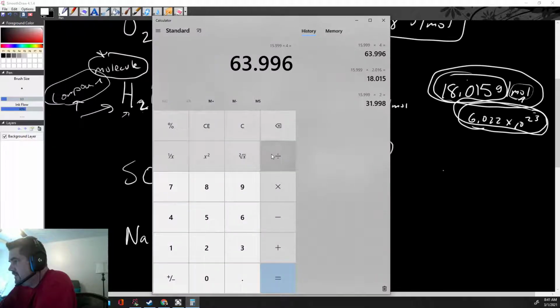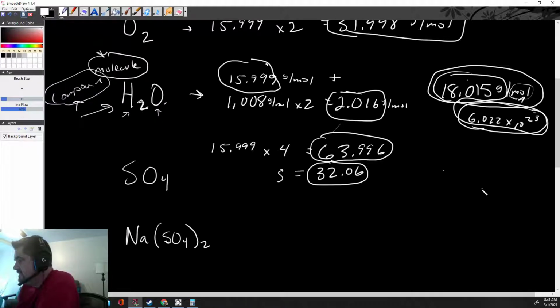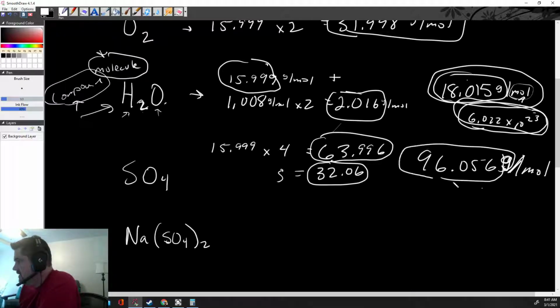We already have this number here, plus 32.06 is 96.056 grams per mole. This is grams, G. Grams per mole. So this is how many grams right here you would find of this stuff per mole of it. Okay, that's all that means.